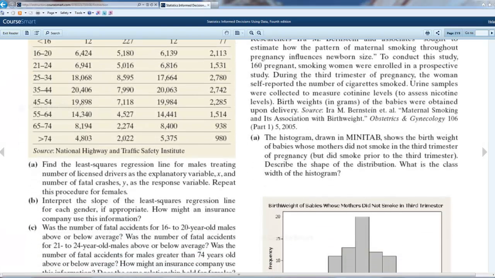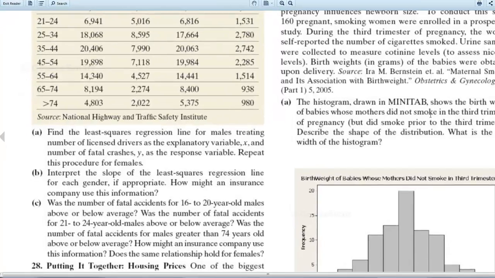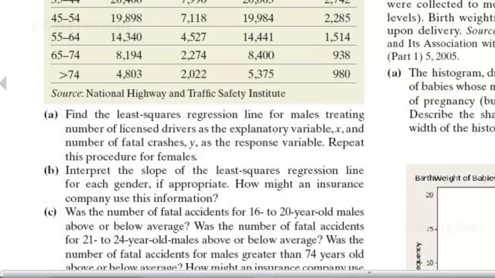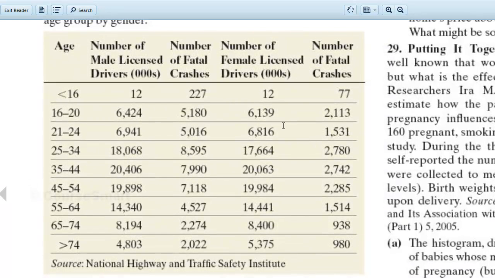Part B is asking us to interpret the slope of the least squares regression line for each gender. And then they're asking how an insurance company might go about using that information. Now, one thing we want you to notice is that the number of male drivers and the number of female drivers is given in thousands. So 12, for example, would be 12,000. And likewise, 6424 would be 6424 times 1,000. So in other words, 6.4 million licensed drivers, and so on.